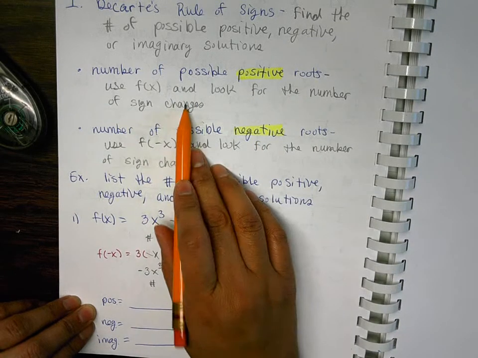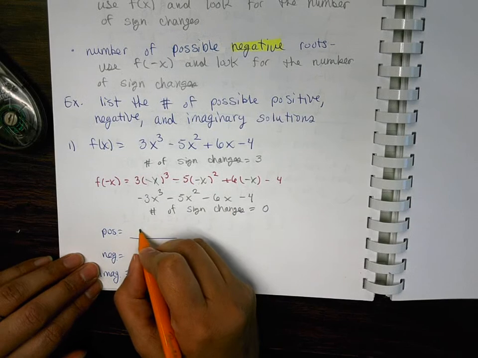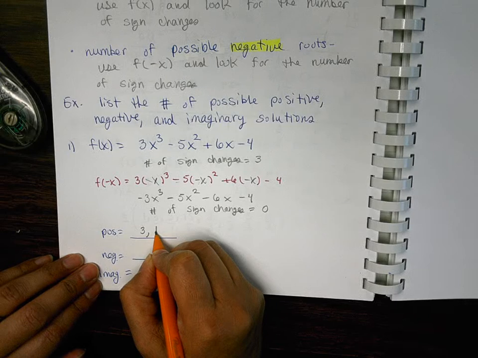So we said for the number of possible positive roots, we use f of x and look for the number of sign changes. How many sign changes did we have? 3.